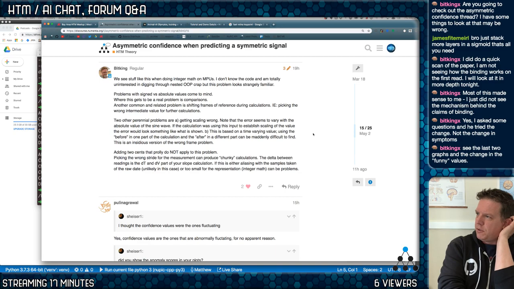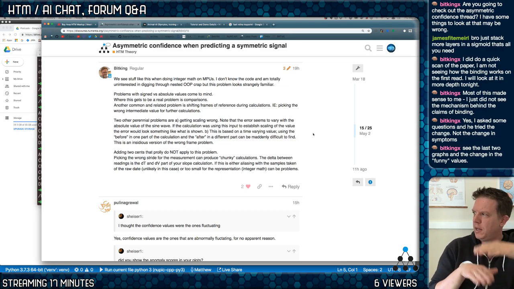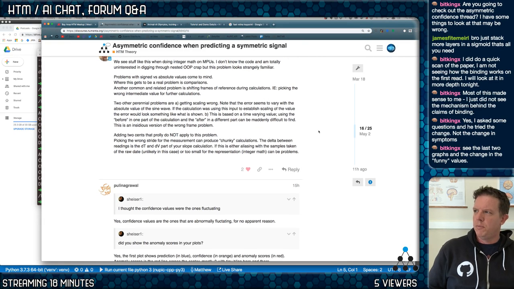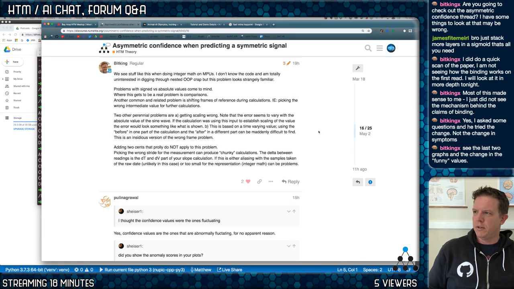Problems with signal versus absolute values come to mind. So absolute values being sort of changing a signal to only output a certain range of it. So this gets to be a problem in comparisons. Another common and related problem is shifting frames of reference during calculations, picking the wrong intermediate value for further calculations.